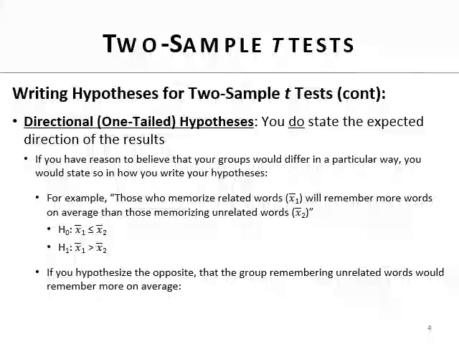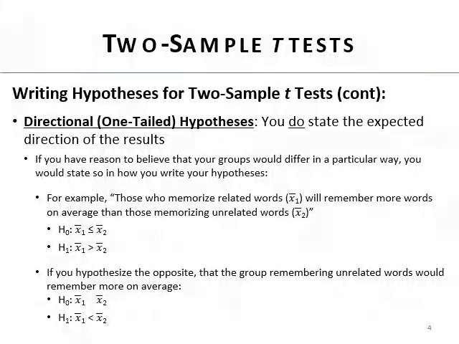So you could have hypothesized the opposite. I think it's kind of goofy in this study, but theoretically, sometimes you think group 1 is going to be lower. So basically, we're just going to switch the greater than, less than signs above. So you're saying, hey, for whatever reason, those who are trying to remember unrelated words are going to remember more words on average. Well, the bigger one's going to be x bar 2, right? So less than. The mean number of words remembered by group 1 will be less than the mean number remembered by group 2.